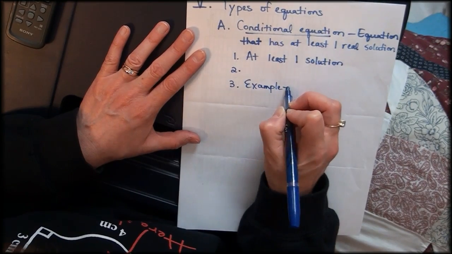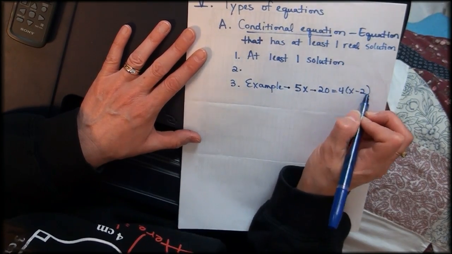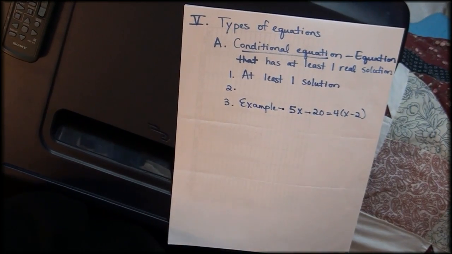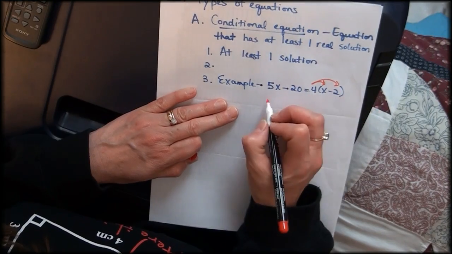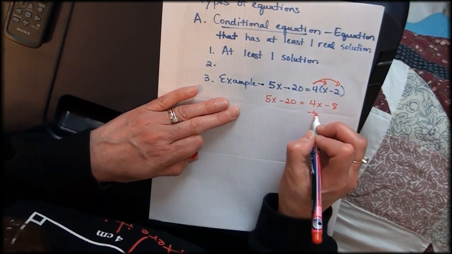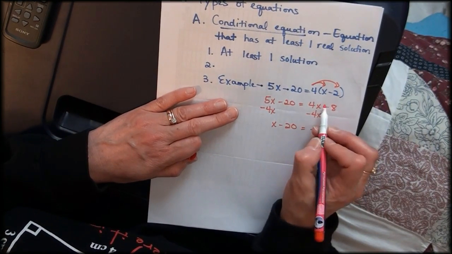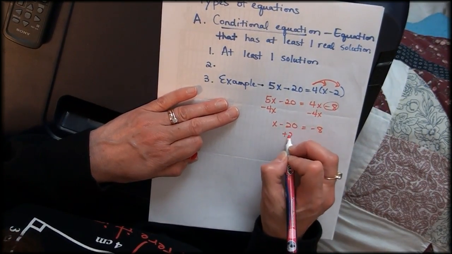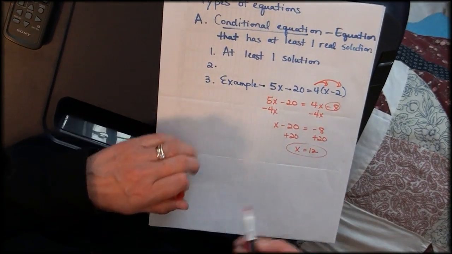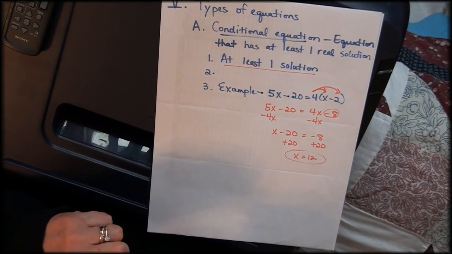So let's take a look at an example here. Let's say we have 5x minus 20 equals 4 times x minus 2. Now you know that to solve that, all you have to do is distribute that 4 through. And whenever you distribute the 4 through, you get 5x minus 20 equals 4x minus 8. You know that you need to subtract the 4x, and you get x minus 20 equals negative 8. Add the 20, and that gives you x equals 12. So that's going to be your solution to that equation. Notice that I did get at least one solution. Granted, only one solution, but I got at least one solution.